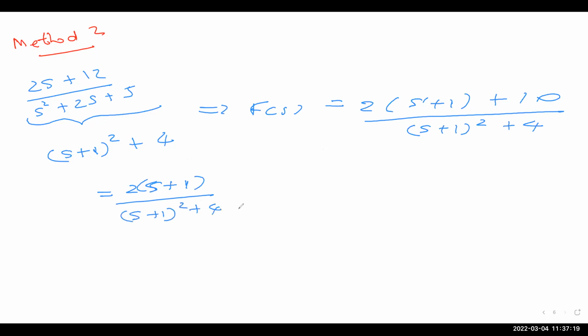With the 4, and we'll get 10 over s plus 1 squared plus 4 in the other column, right? Now we'll compute them separately, right? Okay, so we are referring to equations 20 and 21. If I share my table, so it's this and this.